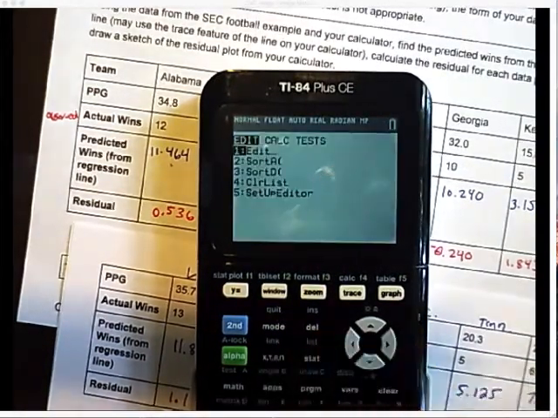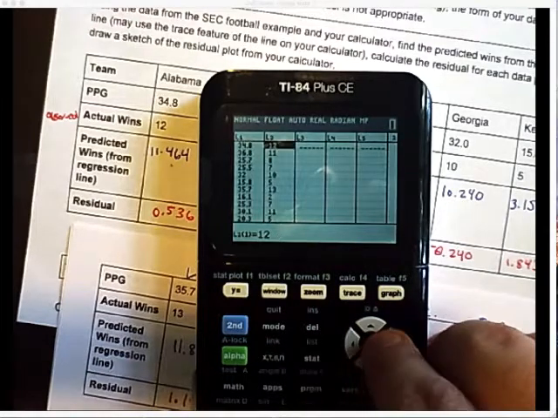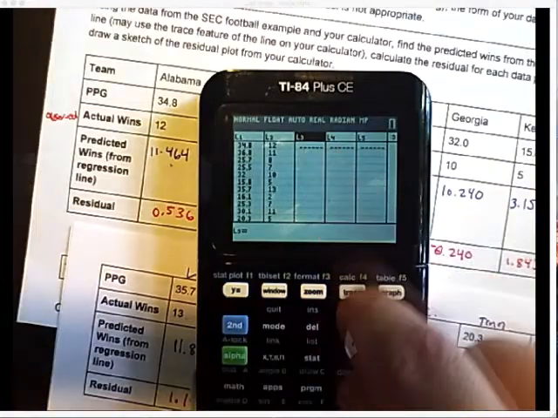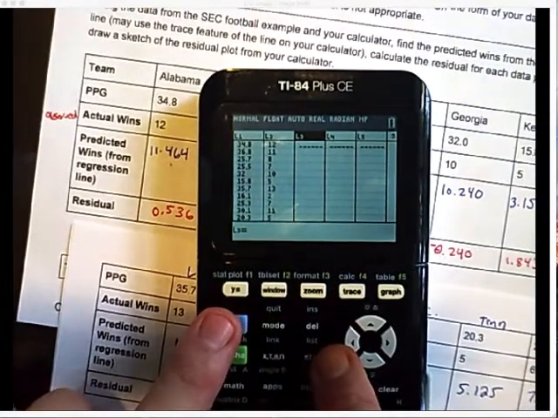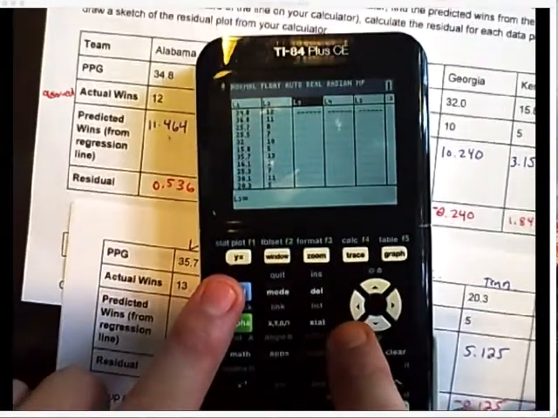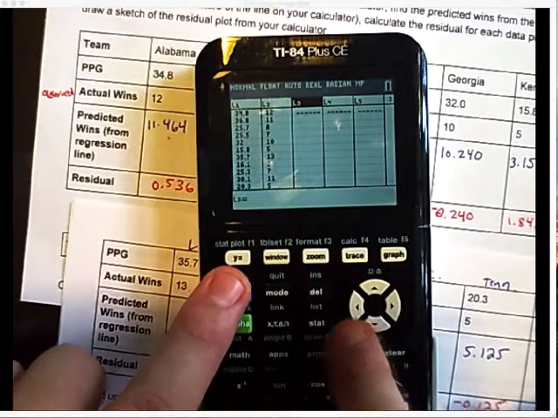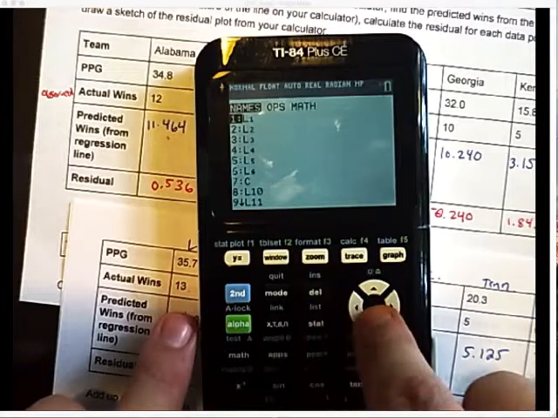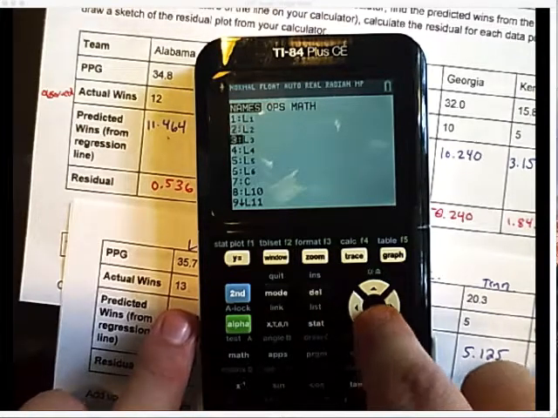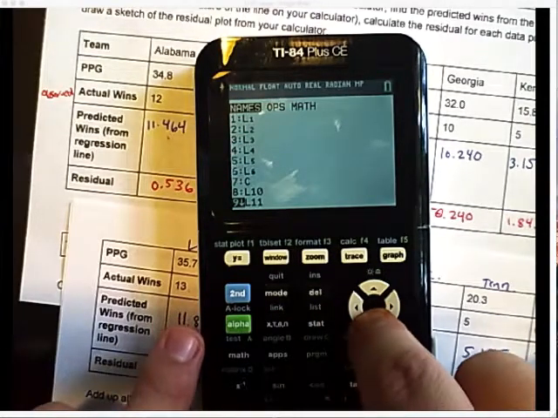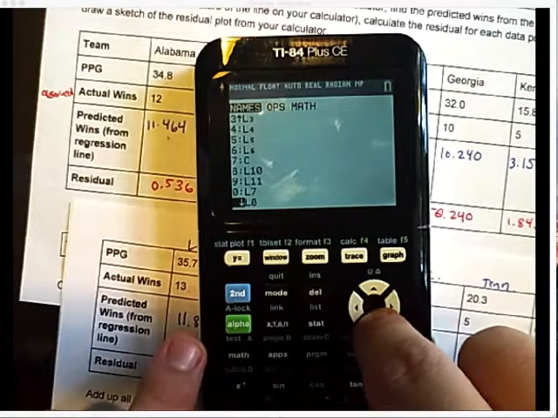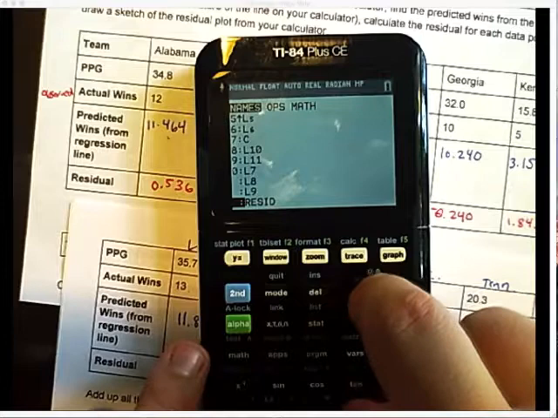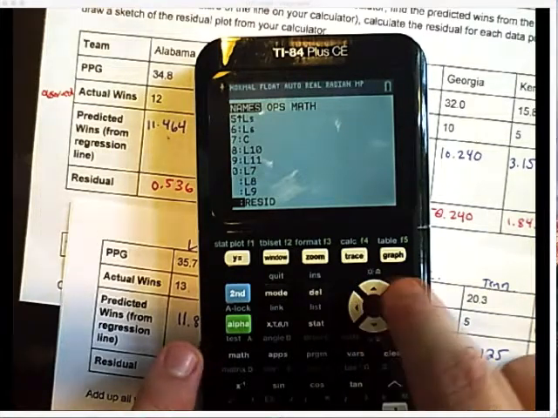Go back to your list, so go Stat Edit, and up in the title for L3, I want you to display your residuals. Here's how you do it. Go second, and then in blue above the Stat button says List. If you scroll down, you should see a list that says L Resid, or just Resid. There it is. Choose that one, so hit enter.